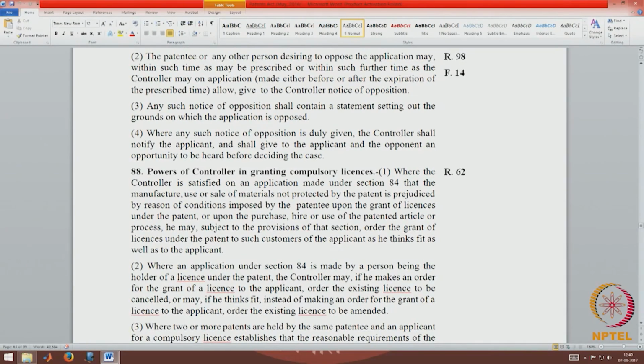Any such notice of opposition shall contain a statement setting out the grounds on which the application is opposed. Where any such notice of opposition is duly given, the controller shall notify the applicant and shall give the applicant and the opponent an opportunity of being heard before deciding the case. So, the notice of opposition will be communicated to the applicant, the person who has applied for the compulsory license, and the controller shall hear both the parties before deciding the case.